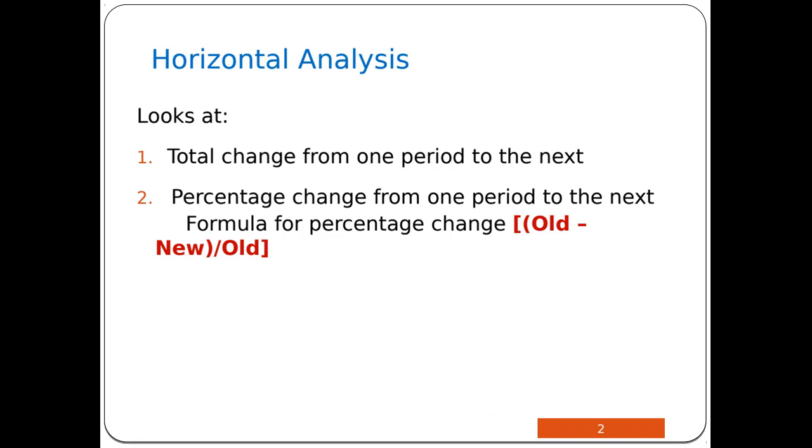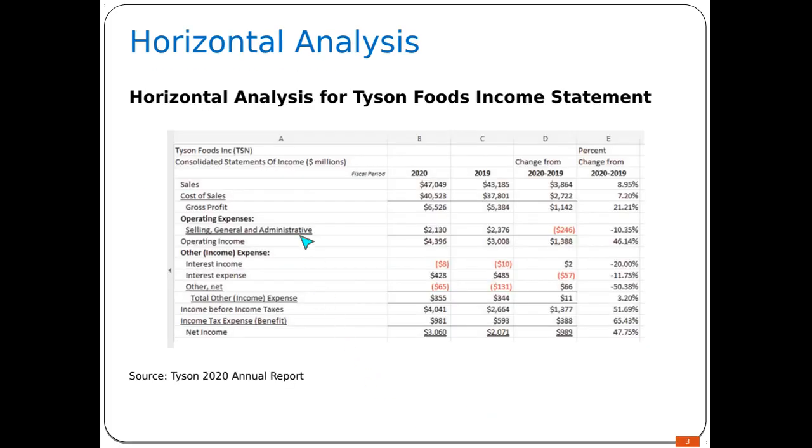So let's take a look at the financial statements of Tyson Foods. So here we have the financial results of 2020, we have the financial results of 2019, and then we have the change. So what is the change? You know, the difference between 2020 and 2019. So you see the sales, 2020 is 47,000, and in 2019 it was 43,000, and the difference between the two is 3,864. So that's the total change.